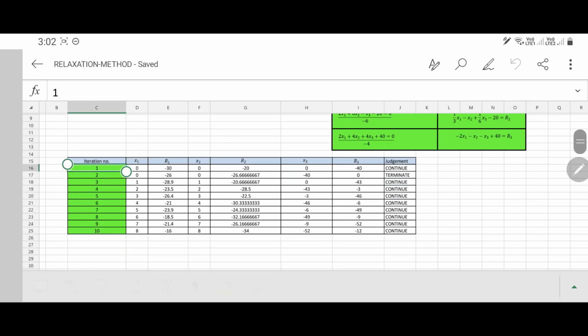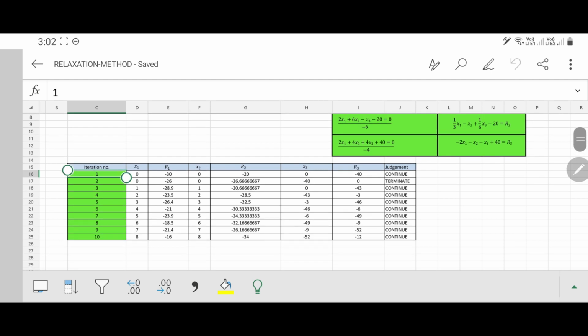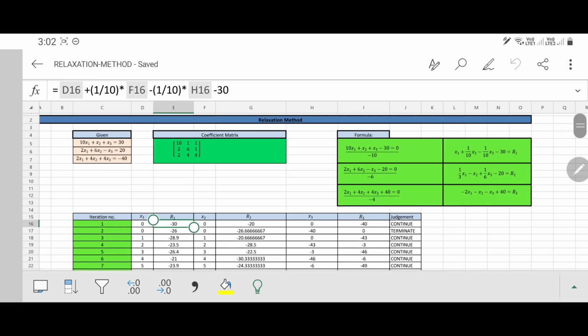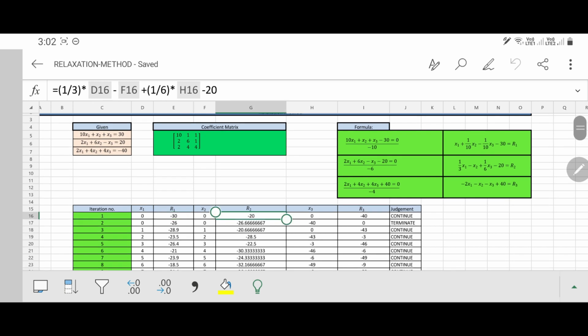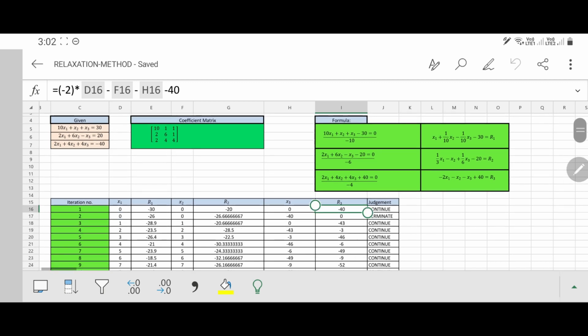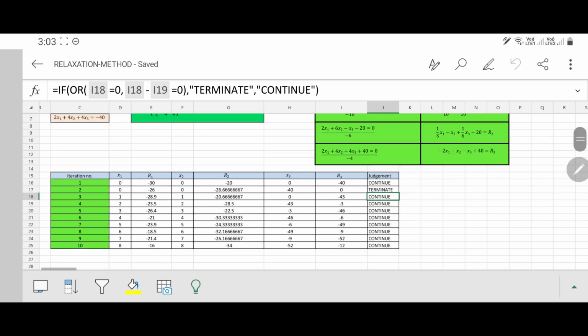And ito naman, iteration number, 10 ang aking nagawa. Then dito, dyan nagamit yung formula para makuha natin yung value na yan. And then ganoon din sa kabila. And ito ang judgment. So kung continue, ito terminate, and the rest continue na.